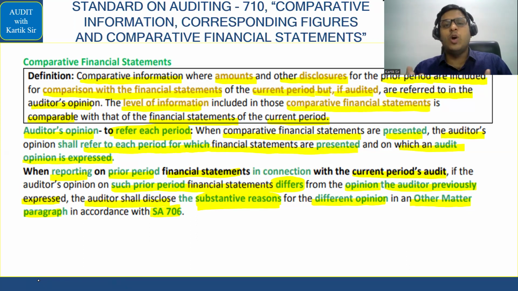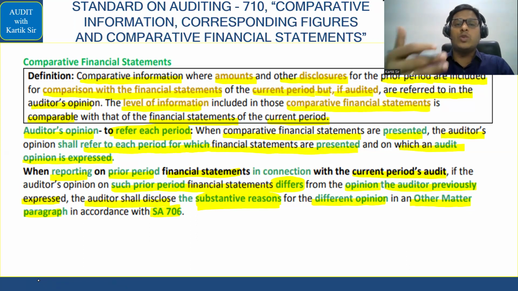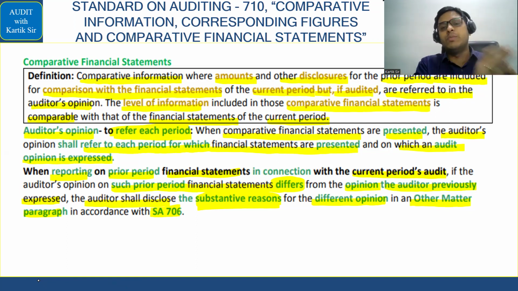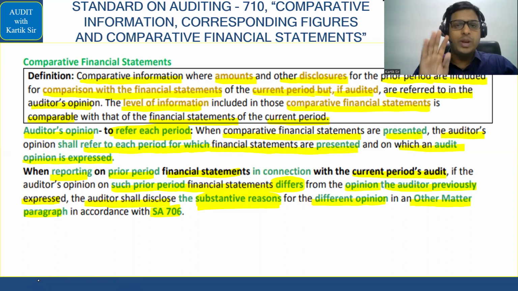Now, in this case, can the auditor's opinion, can you as an auditor who is doing comparative financial statements, can your opinion differ with the opinion given by some other auditor in the past? The answer is yes. In that case, the auditor has to give substantive reasons for those different opinions.